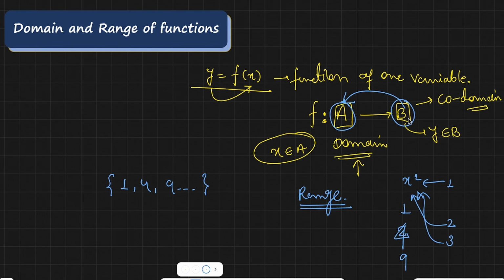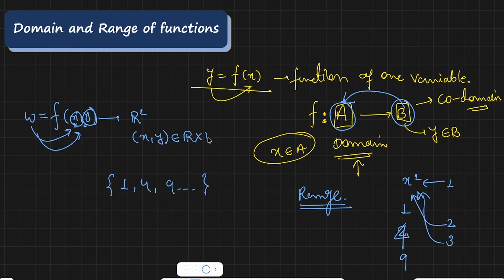A similar story holds for a function of two variables. Let's say I have w is equal to f of x comma y. This is called a function of two variables because w depends on two independent variables. So here the domain will be R2, or any subset of R2, that will be in the form of x comma y, belonging to R cross R.